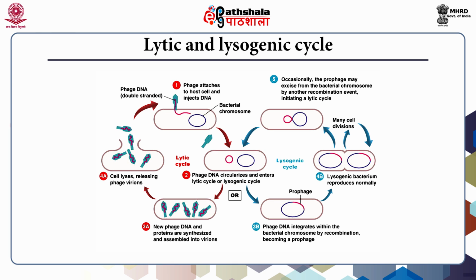If it enters into the lytic cycle, the new phage DNA and proteins are synthesized and assembled into virus and then cell lysis occurs, releasing more viral particles. If the cell goes to the lysogeny phase, then this DNA, which you can see in blue, is integrated with the host genome, giving a prophage. And as the host genome multiplies, so does the viral genome, and then there is a complete lytic cycle.